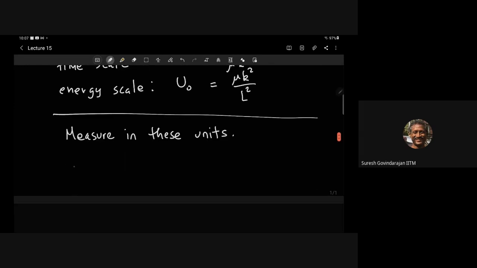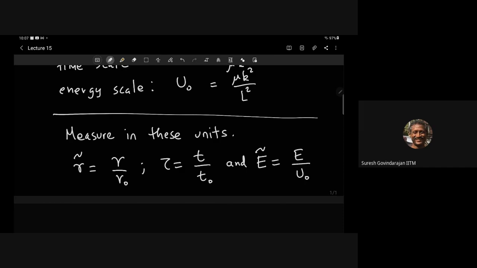So we'll define R tilde, which is R upon R naught, tau, which is T upon T naught, and E tilde, which is E upon U naught. Is this clear what I'm doing? I just switched units. You can think of R tilde, tau, and E tilde as dimensionless quantities, or as radial distance measured in units of R naught, time in units of T naught, and energy in units of U naught.